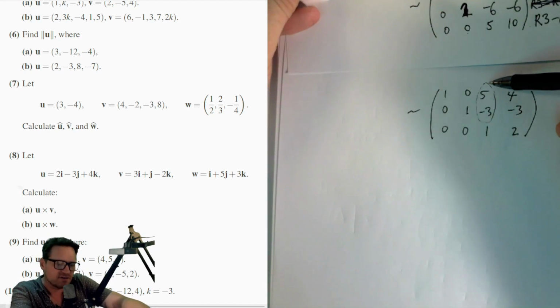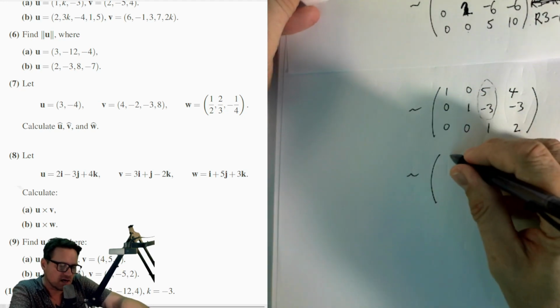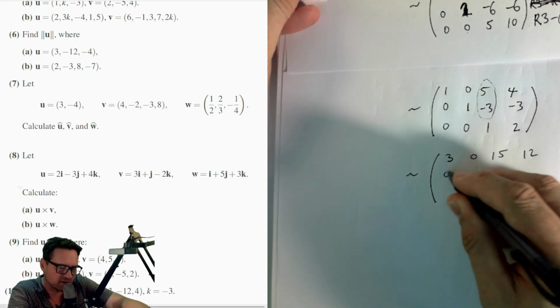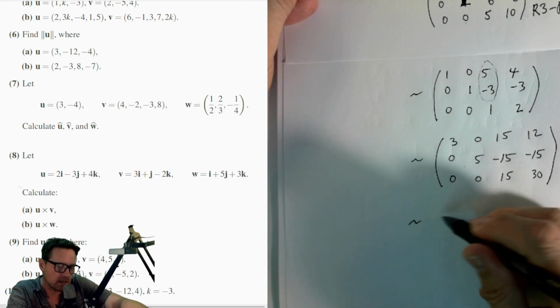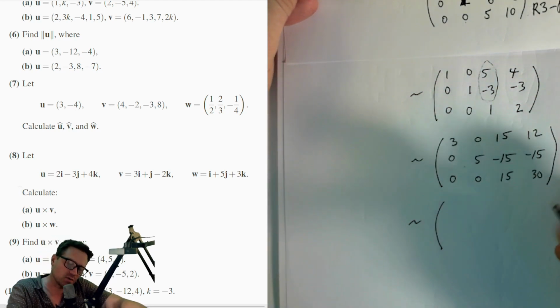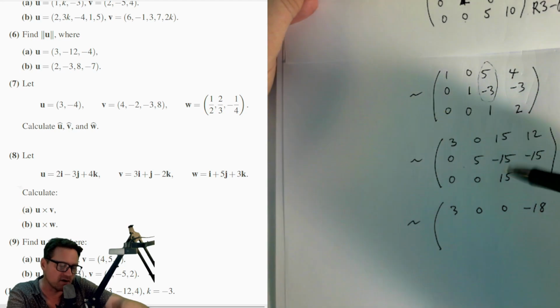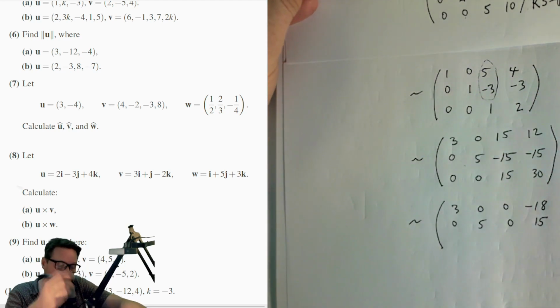So I want everything in this column to be, well, let's make it all in terms of 15. So I'll multiply row 1 by 3, multiply row 2 by 5, and multiply row 3 by 15. Okay, and so now let's replace row 1 with row 1 minus row 3. Let's replace row 2 with the sum of row 2 and row 3. And then let's divide row 3 by 15.